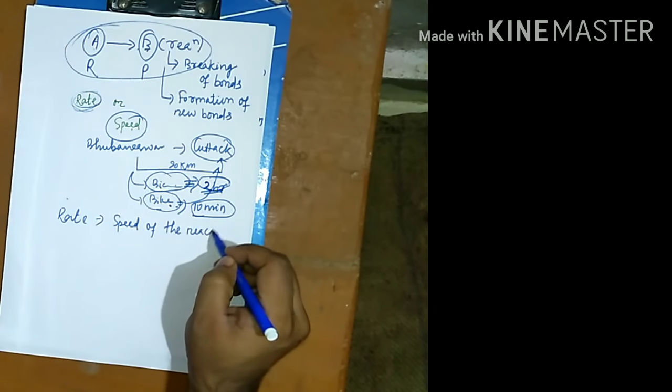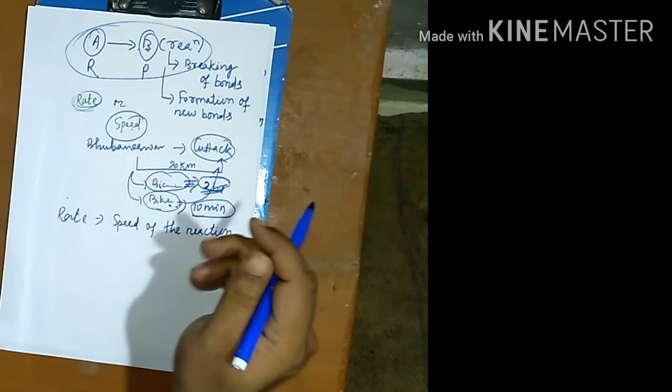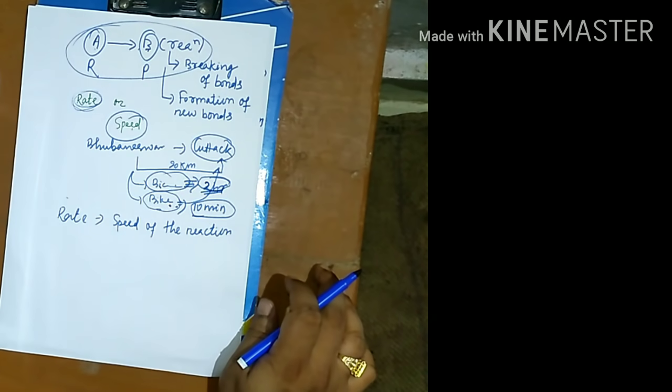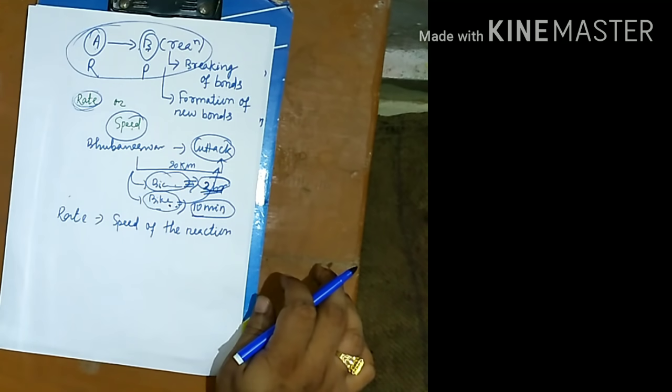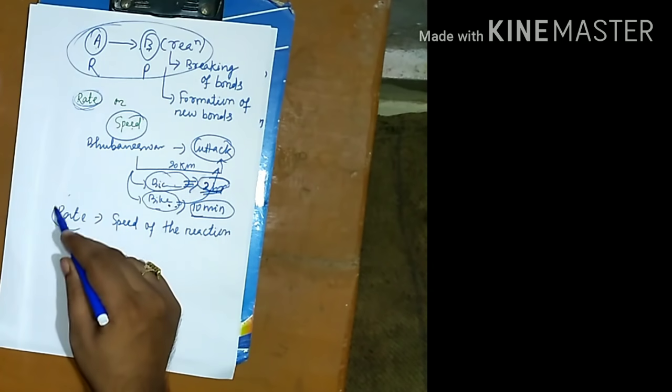Speed of the reaction means within a given time how far the reaction has proceeded. Don't say completed, the reaction has proceeded in a given time. But a particular time, how much the reaction has proceeded, that is called the rate.